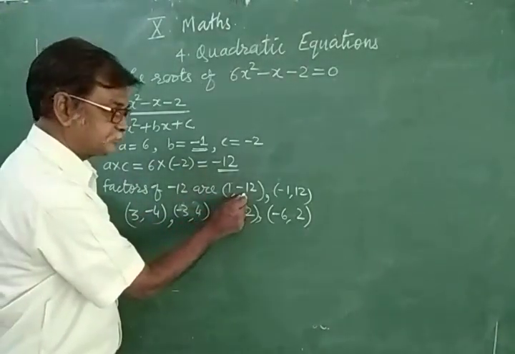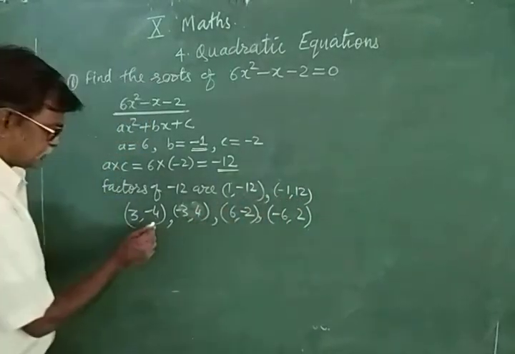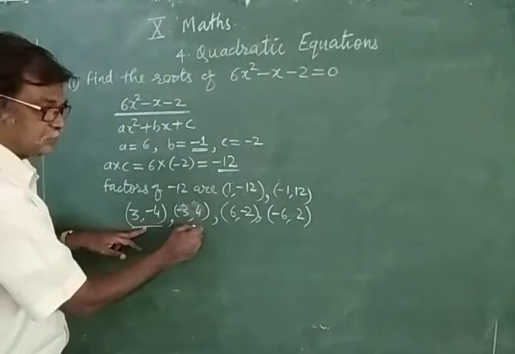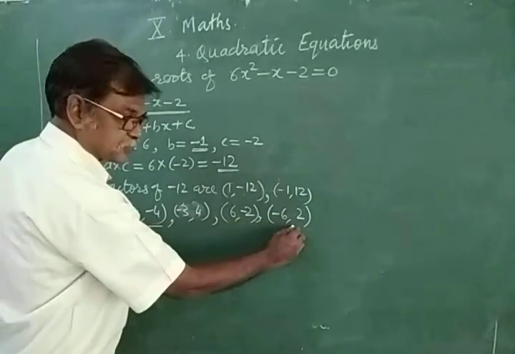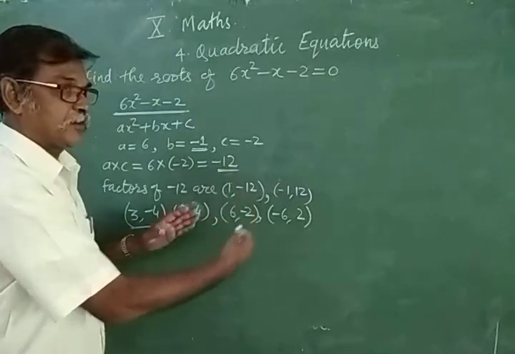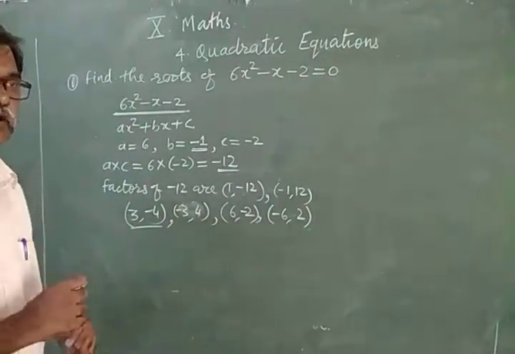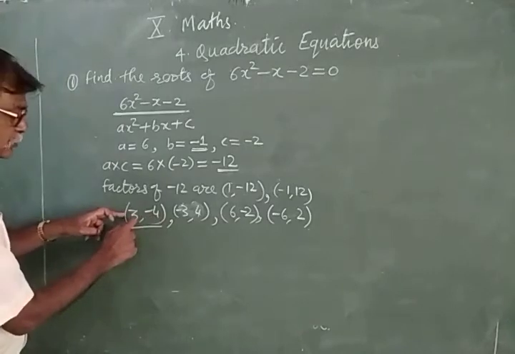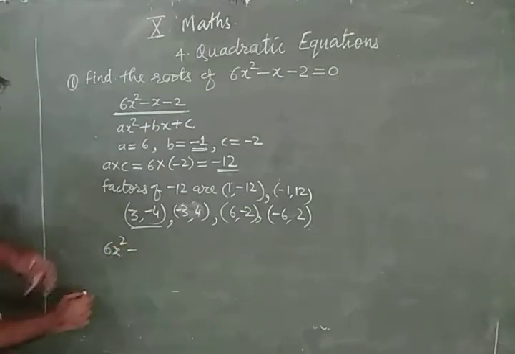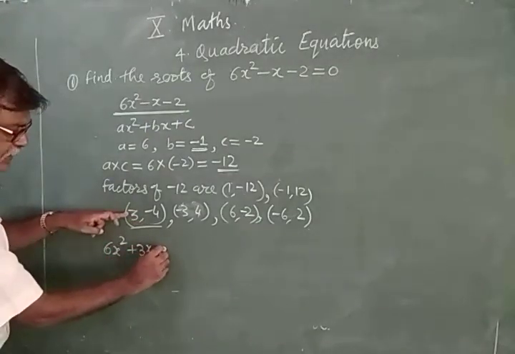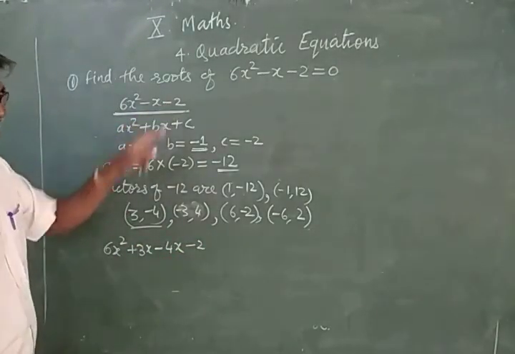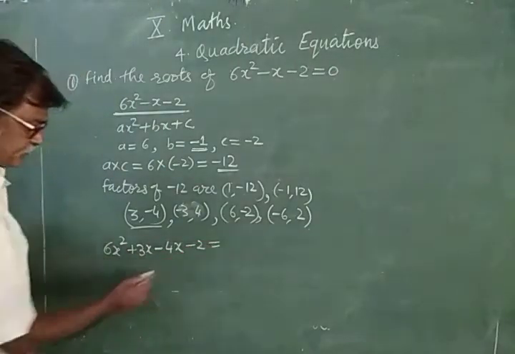It is minus 11, the sum of this is 11, the sum of this is minus 1, this is minus 1, this is 1, and this is minus 1. So these are the types of sums we get. Out of that we will take only one, and which is 3 and minus 4. So the middle term is split up as 6x square plus 3x minus 4x minus 2. So this we have taken, and then make the pairs.